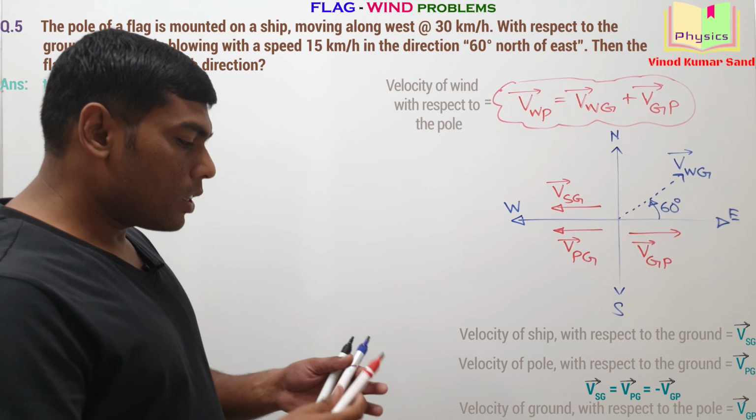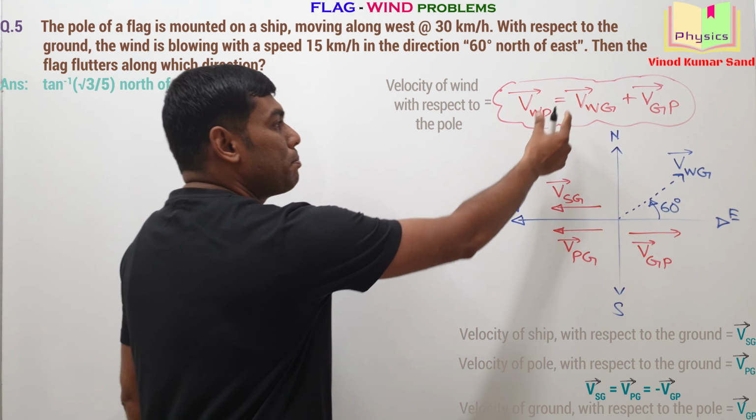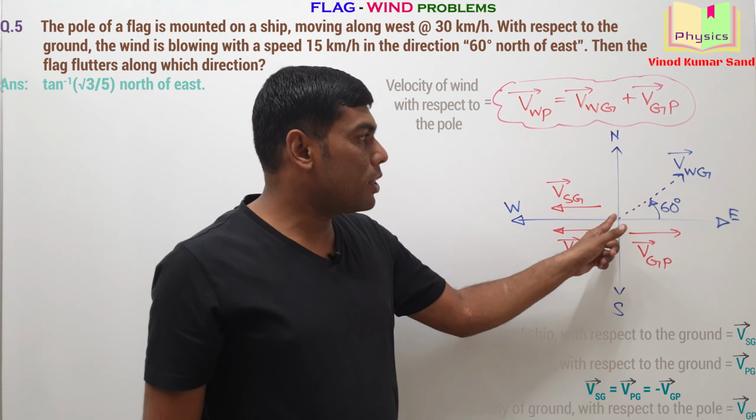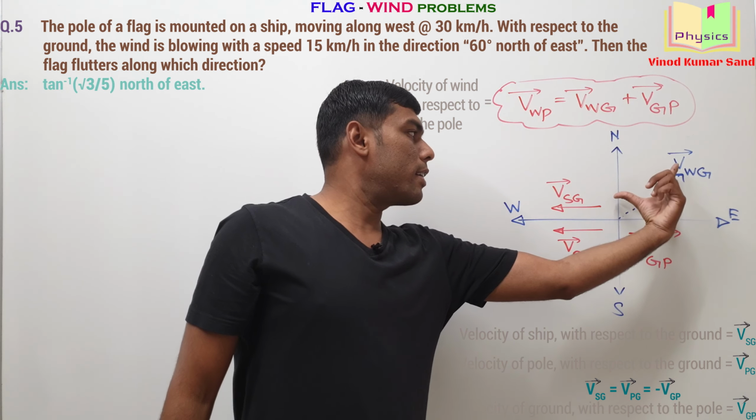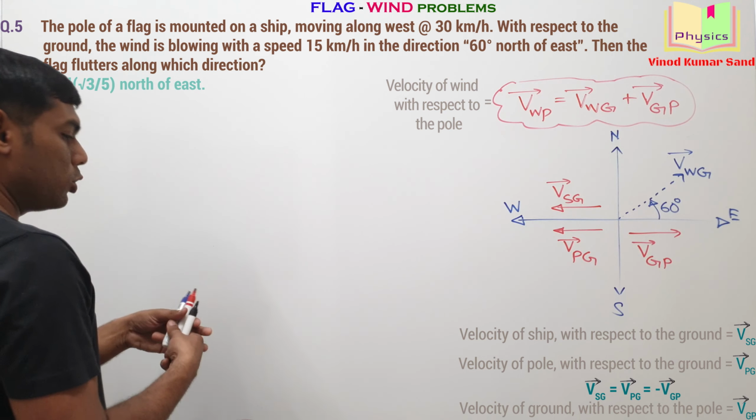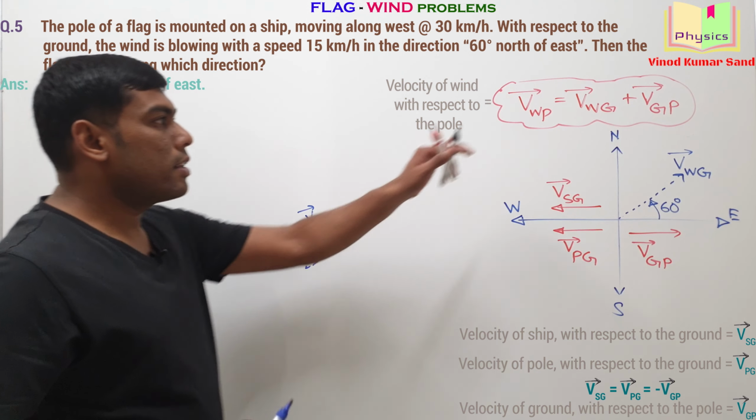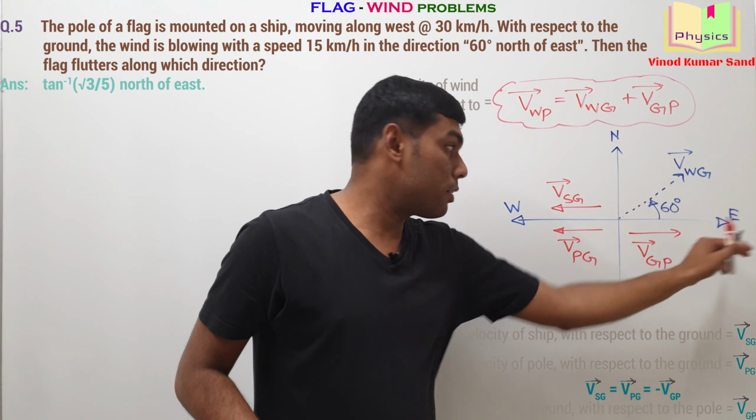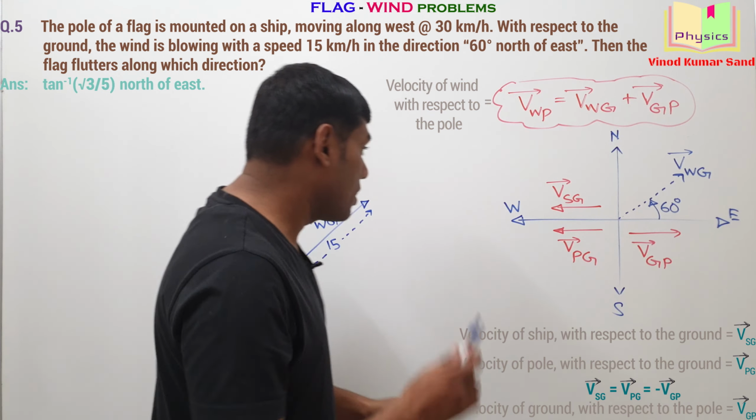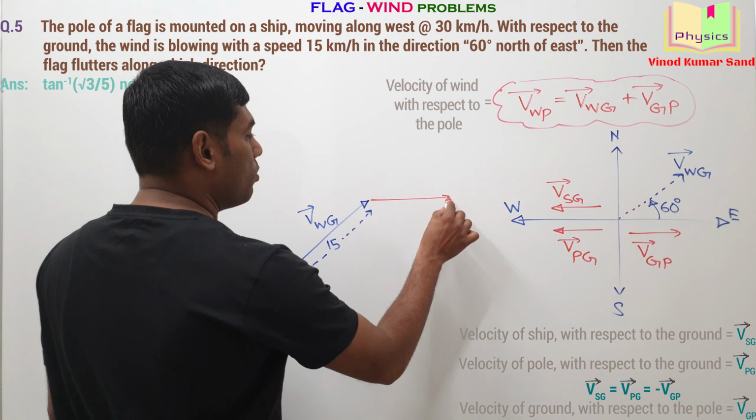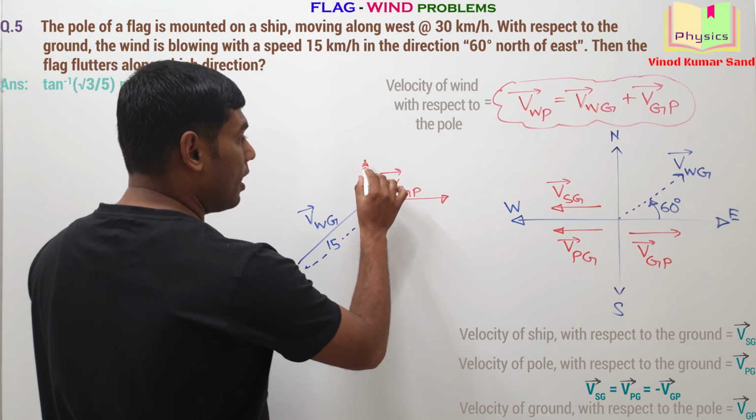Now let us simplify the things. I am making a vector diagram according to this. Velocity of the wind with respect to ground. This vector is here and its length is 15. Let me show that here. In this, we have to add the velocity of the ground with respect to pole. That vector is oriented along east. So let us show that vector also. This vector has a length 30.